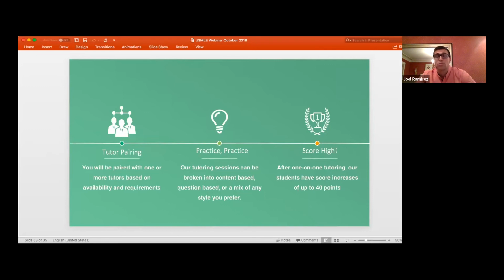Our tutors utilize multiple kinds of sessions. They use content-based sessions, they use question-based sessions, and most importantly, they will utilize an education strategy in a session that's going to work for you. This is all personalized. We focus on you. As you get to know your tutor and your tutor gets to know you, we will be able to adapt to your needs and provide you with what you need. Again, the goal of this is for you to score higher. We have the same goal.